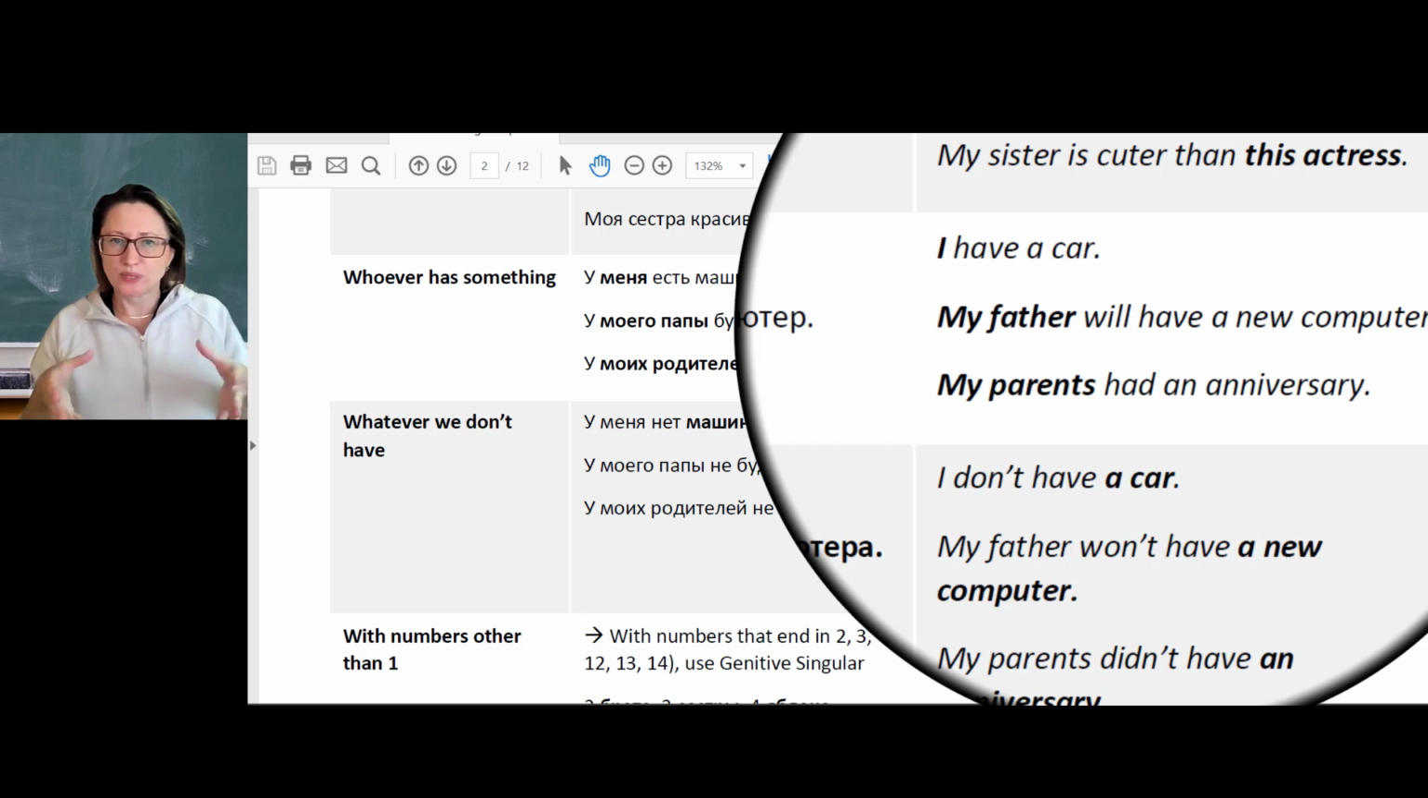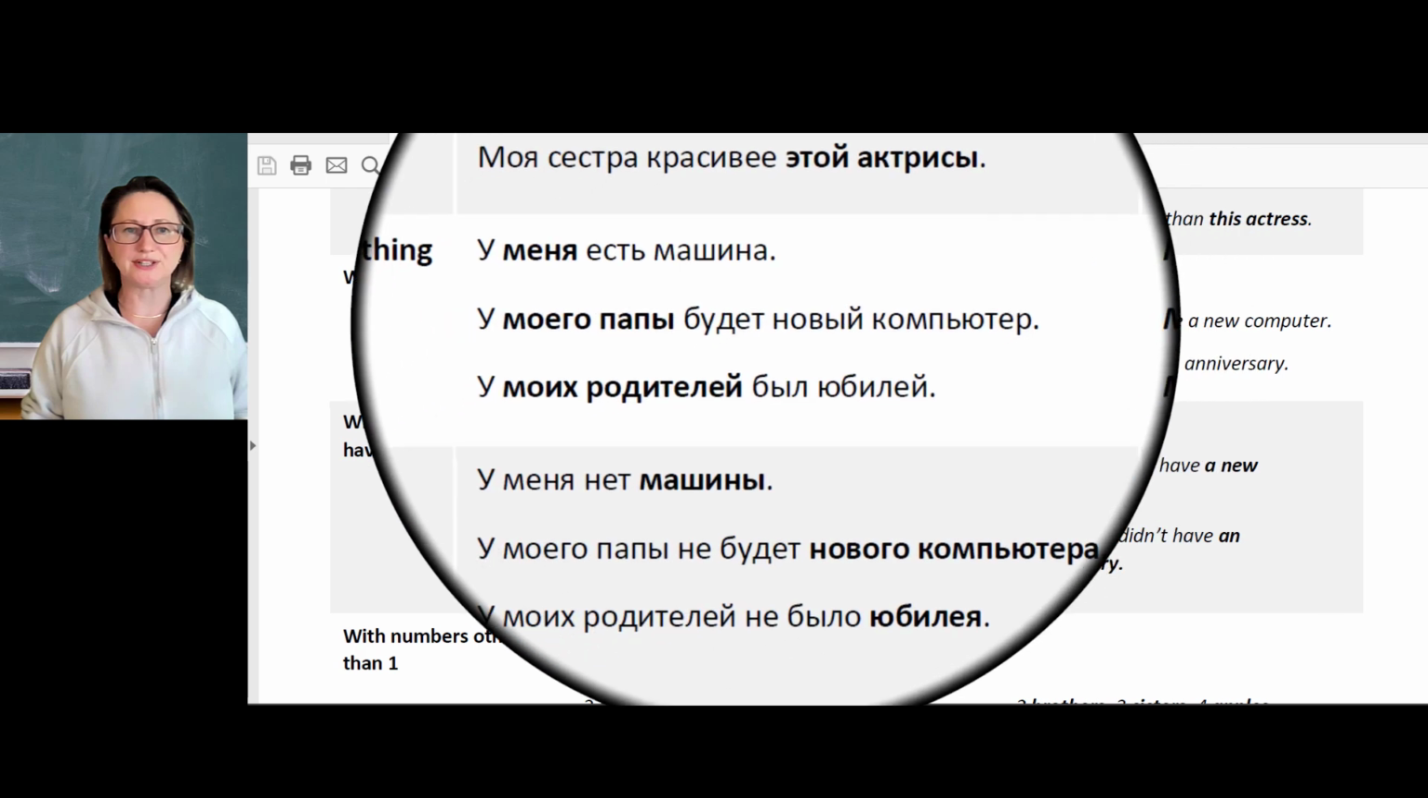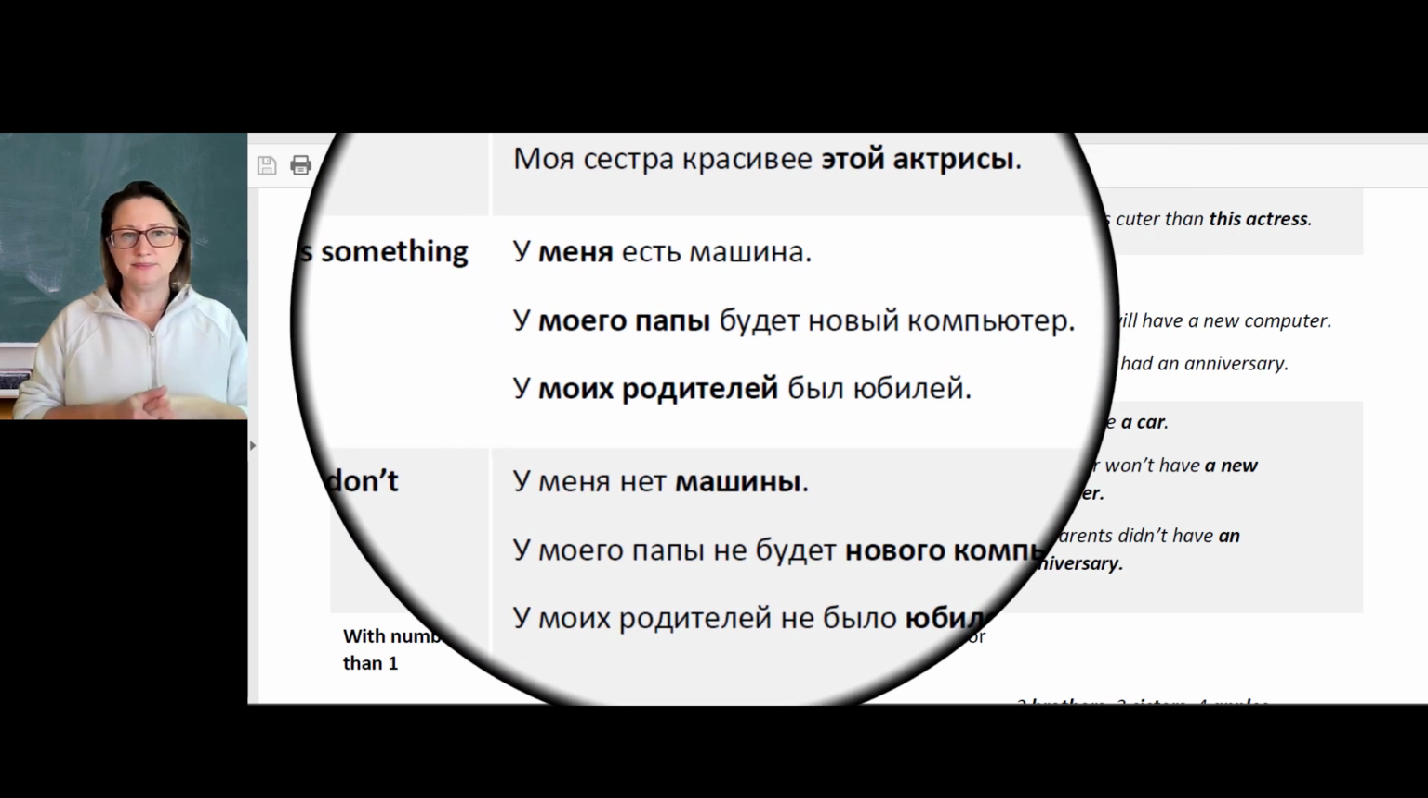Whoever has or had or will have something is the subject of a sentence in English, but in Russian, it is genitive, and that's why it's in bold here. So, I have a car: I will be genitive, plus у. У меня есть машина. My father will have a new computer: У моего папы будет новый компьютер. My parents had an anniversary: У моих родителей был юбилей. And just to remind you that whatever we have, машина, новый компьютер, юбилей, are the subjects of the sentence here.